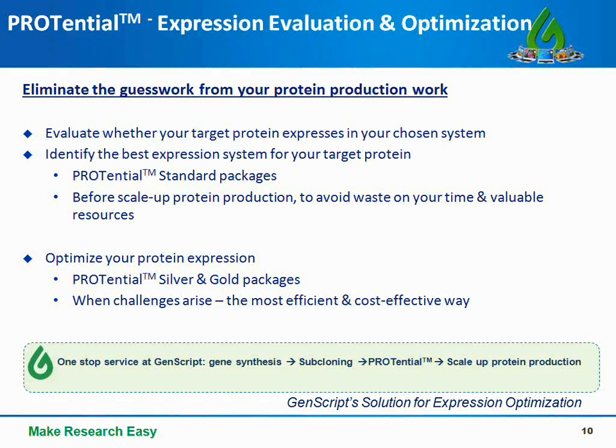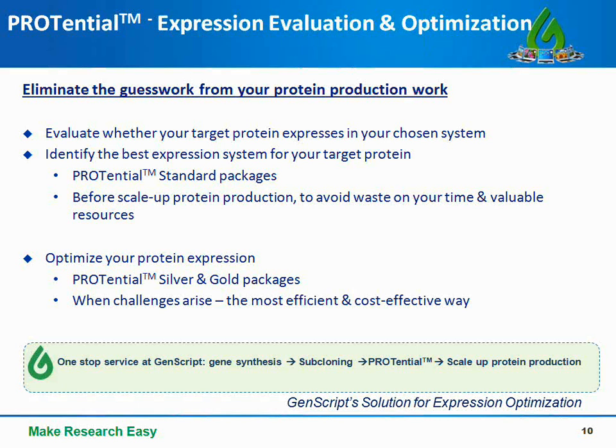If you already chose your expression system, Potential services can help you to evaluate whether your target protein actually expresses in your chosen system before you scale up protein production, to avoid waste of your time and valuable resources. With Potential, if your construct showed decent expression in your chosen system, you can just add $600 for 1 liter expression and purification, which is a cost-effective way for your target protein expression.